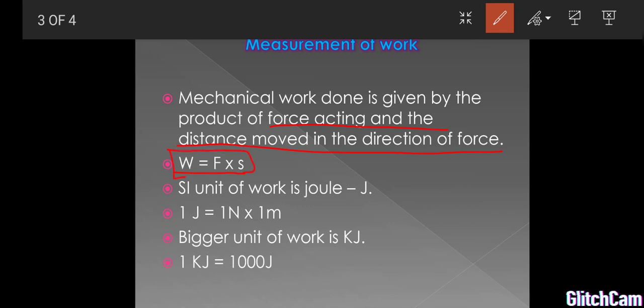The SI unit of work is joule. And what is 1 joule? We know that the SI unit of force is newton and the SI unit of displacement is meter. So if we apply 1 newton force on an object, and by that force the object moves through 1 meter distance, then the work done on the object is 1 joule. The bigger unit of work is kilojoule. We know that kilo means 1000, so 1 kilojoule is equal to 1000 joules.